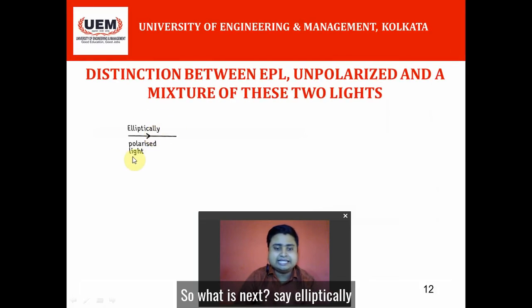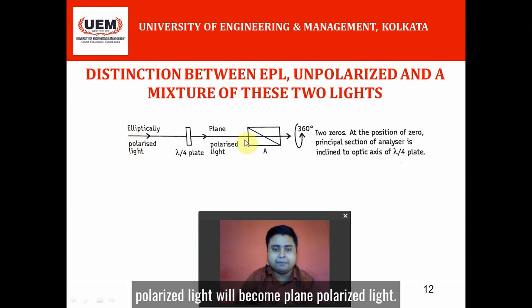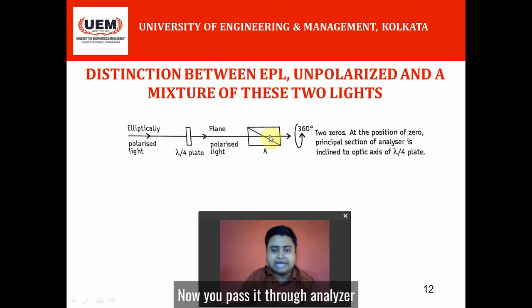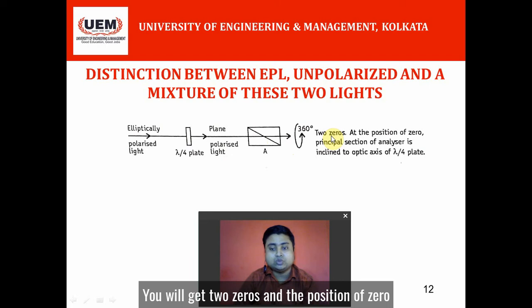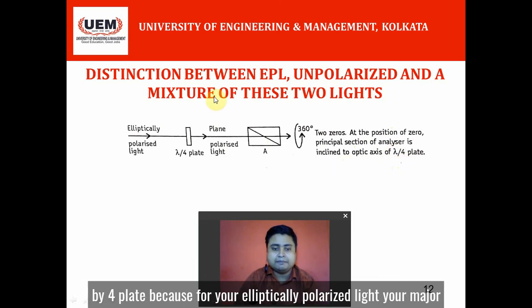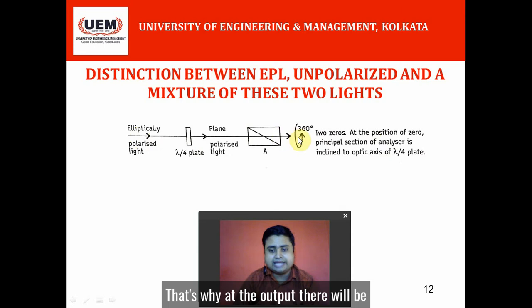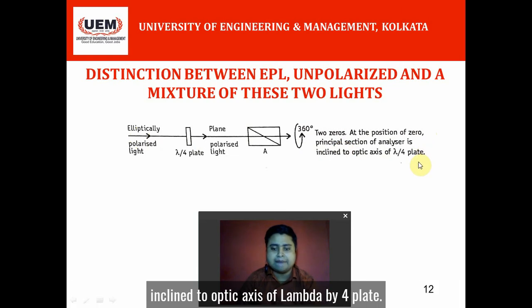So what is next? Say it is elliptically polarized. You can think for yourself: after passing the quarter wave plate, your elliptically polarized light will become plane polarized light. Now you pass it through the analyzer and rotate it by 360 degrees. You will get 2 zeros, and at the position of zero, the principal section of the analyzer is inclined to the optic axis of the lambda by 4 plate, because for elliptically polarized light the major axis and minor axis are not the same. That's why at the output there will be 2 zeros.